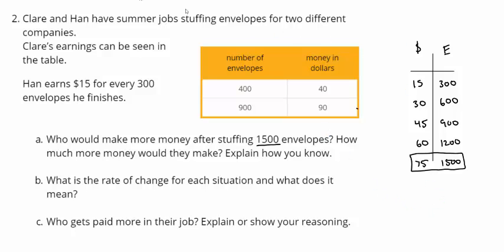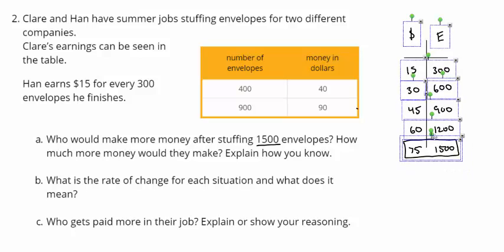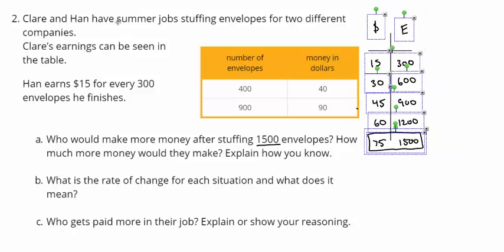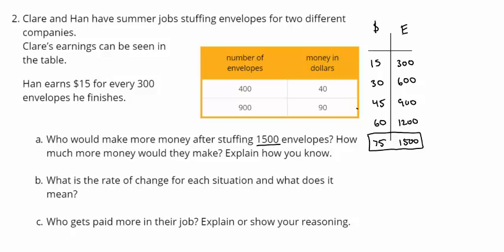So I'm going to take this and just move it a little bit up here. So that's Han. I'm going to remake Claire's table over here. So envelopes 400, she makes $40. And 900 envelopes, she makes $90. I kind of see there's a relationship here between number of envelopes and the money she makes.